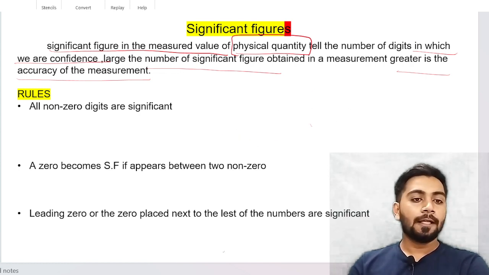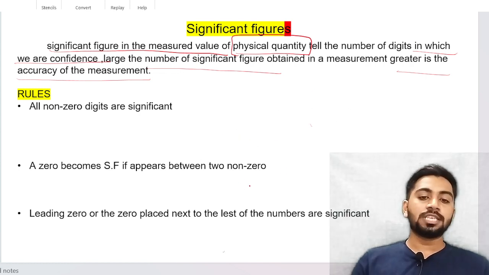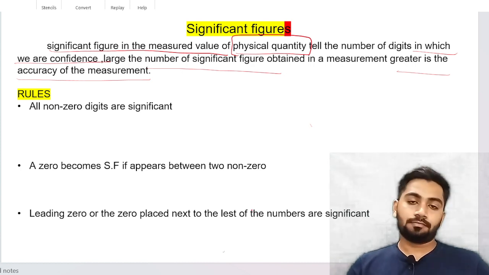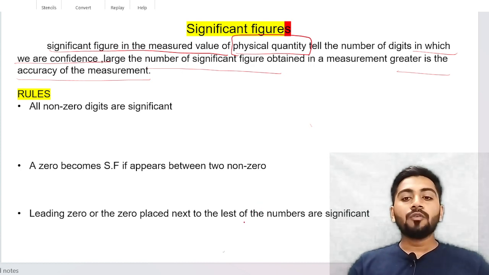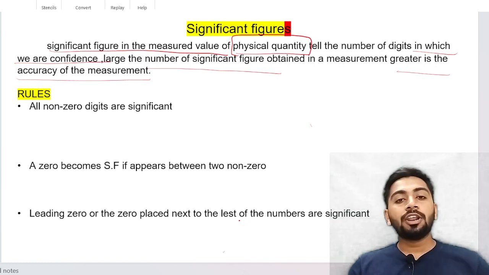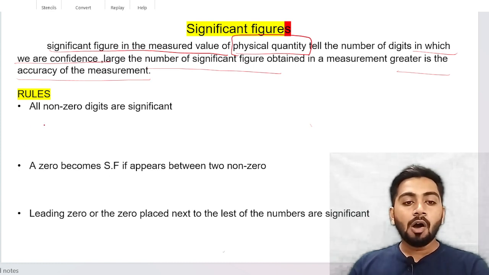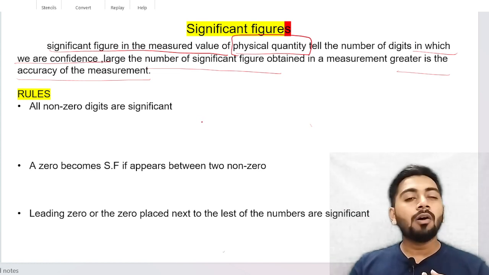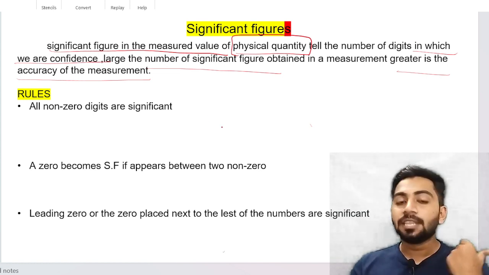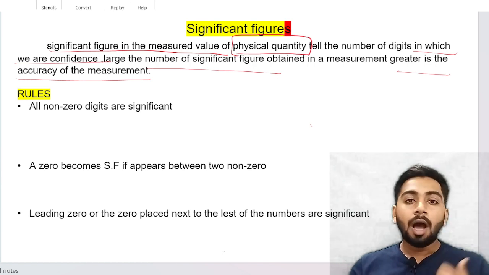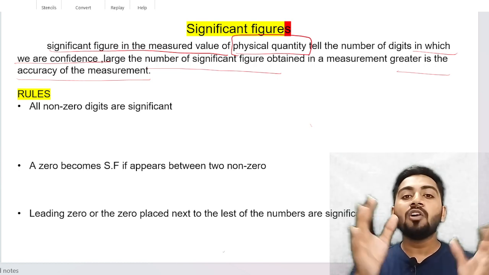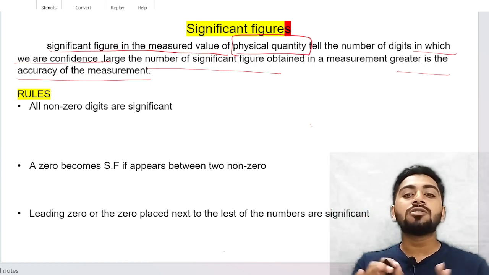Now there are some rules to see significant figures: how we say a number is significant, or how many significant figures are there in a number. Rule one: all non-zero digits are significant. It is saying that all non-zero digits are ones we are confident in.